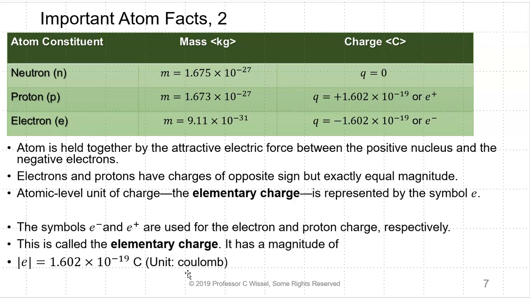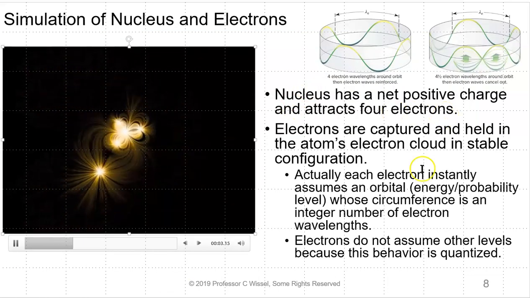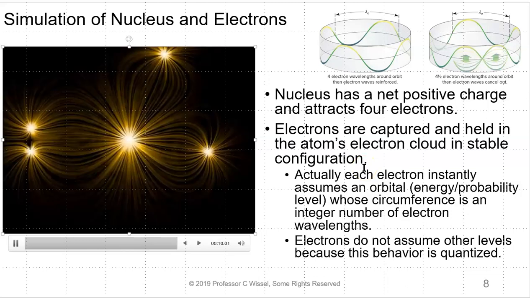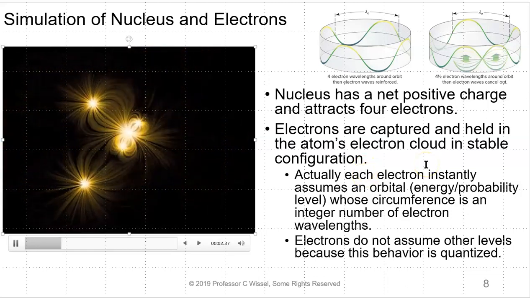That's usually where the mistake lies. The nucleus has a net positive charge and attracts 4 electrons. This has a positive charge of 4. It will attract 4 electrons. The electrons are captured and held in an atom's electron cloud in a stable configuration.